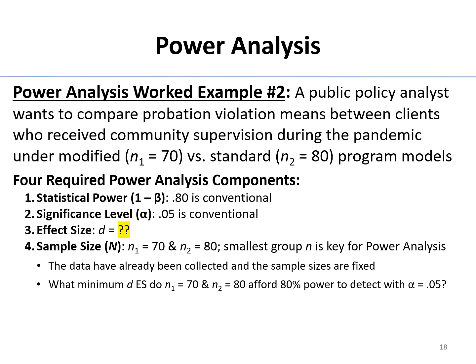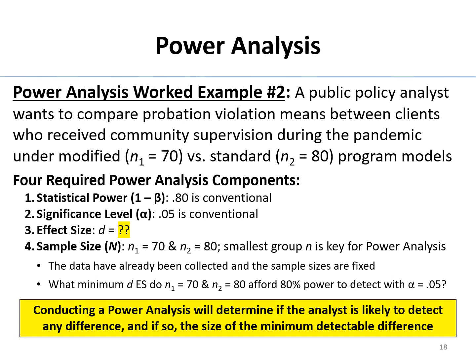So the question here is, what is the minimum effect size that we can detect with 80% power and an alpha of 0.05 based on 70 and 80 sample sizes in these 2 groups of probationers? So we can conduct the power analysis to determine if the analyst is likely to detect any difference at all, and if so, what size of difference is the minimum that they're likely to be able to detect.